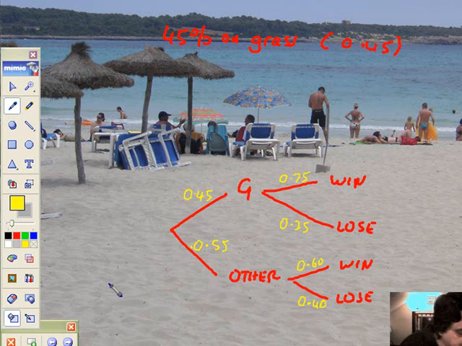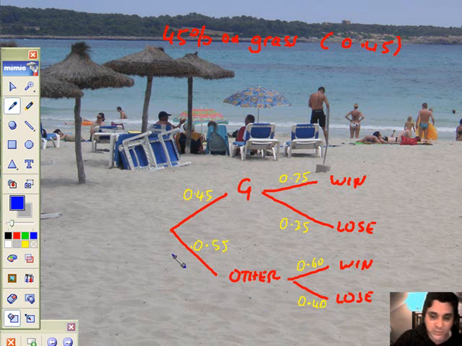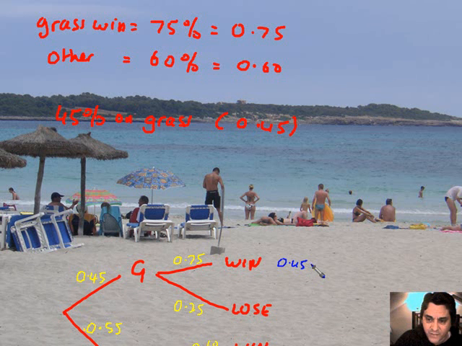Right, the punchline is, use your tree diagram to find the probability that she will win the next game she plays. We want to win. So if we go on grass, we're going to go grass and win. So it's going to be 0.45 multiplied by 0.75. Get my machine on that one.